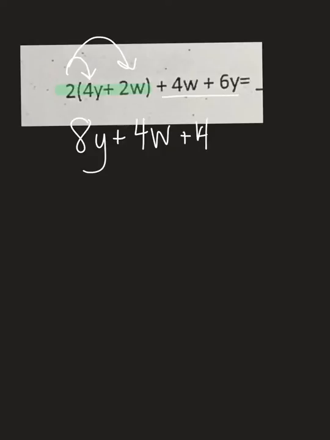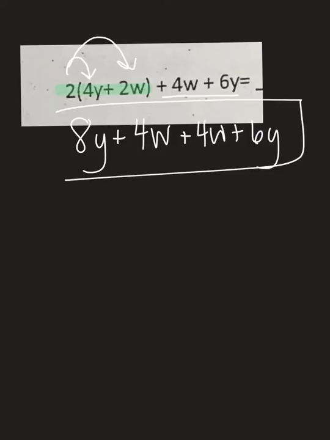So we are going to multiply 2 times 4y, which would give us 8y. And we're going to do 2 times 2w, which would give me plus 4w. And then we're just going to rewrite everything that was outside of the parentheses that we did not distribute to, because you don't distribute to numbers that are not inside of the parentheses. So 4w plus 6y.